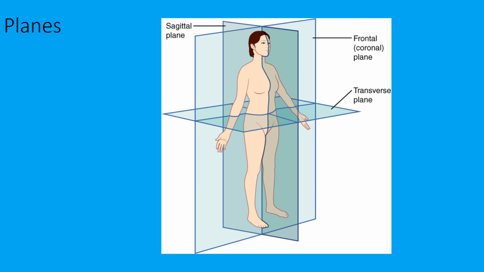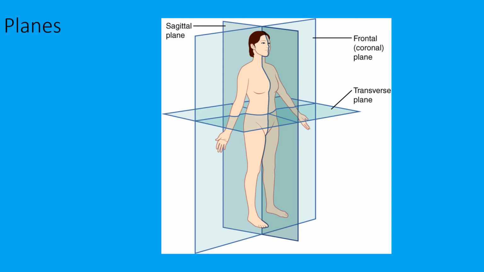And so, the frontal plane, which is also known as the coronal plane, coronal, think crown. Where would you put the crown? Across the head this way. It will divide the body into a front and a back.